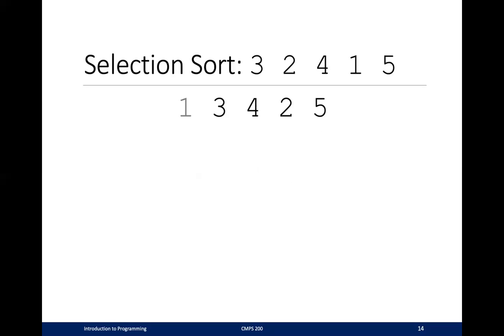I'm going to repeat the same procedure for the rest of the elements. So 3 and 4, 3 is smaller, so I don't do a swap. And then I have 3 and 2. 3 is greater than 2, so I do a swap. And then 2 and 5, 2 is smaller, so I don't do a swap. After this round, I have 2 in position two, the second smallest element. I'm going to repeat this starting from 4. So 4 and 3, swap. 3 and 5 stay the same. And now I have 4 and 5. Everything stayed the same, and I'm done sorting.